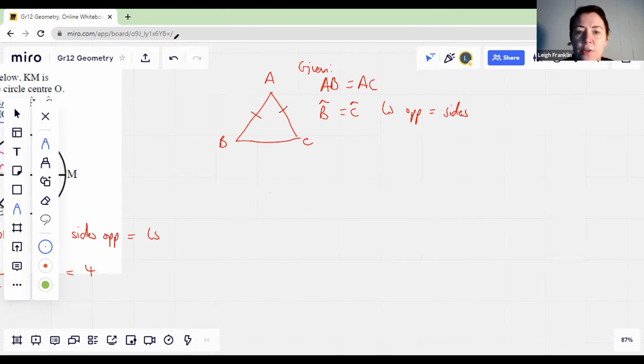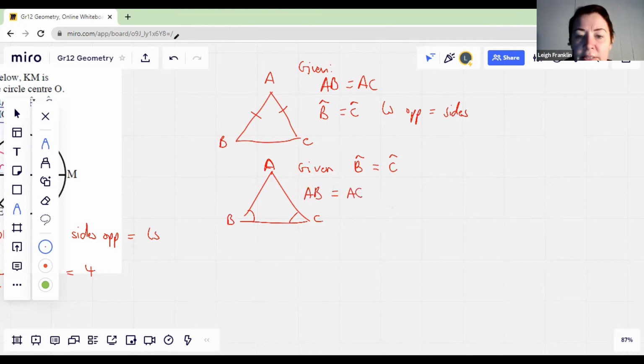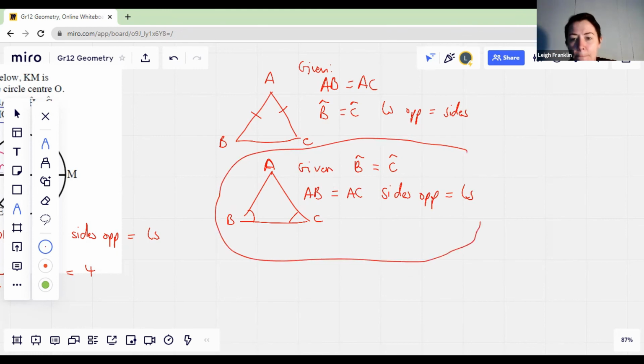What happened here is the converse of this, even though we don't use the word converse. They've said to us, angle B equals angle C. Sorry, that's supposed to be an A. We have been given that angle B equals angle C. So now we are deducing AB equals AC because they are sides opposite equal angles. Okay, Nala, this is what we have done. Does that make sense?